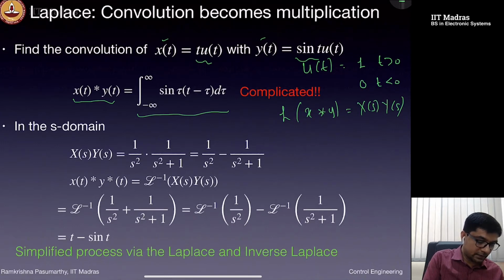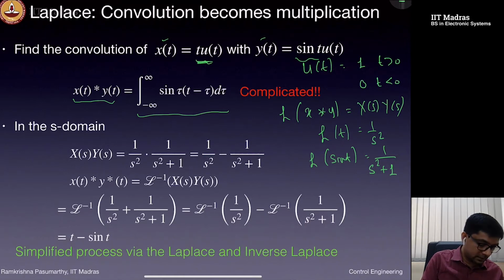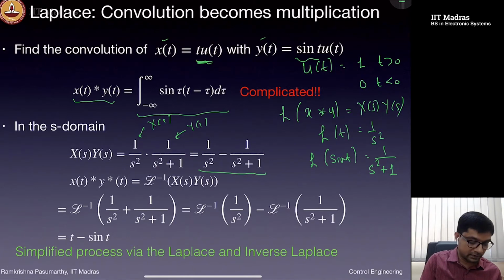What is X(s)? My signal x(t) is just t, and I know that the Laplace transform of t is 1 over s squared. Similarly, the Laplace transform of sine of t is 1 over s squared plus 1. So this is my X(s), and this is my Y(s). I can do little computations here to get the signal in this form. Once I do get it in this form, how does the signal look in the time domain?